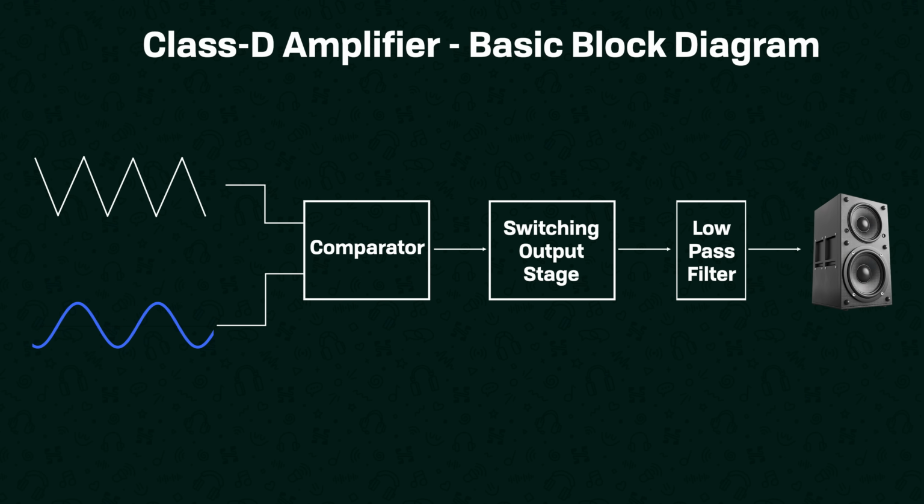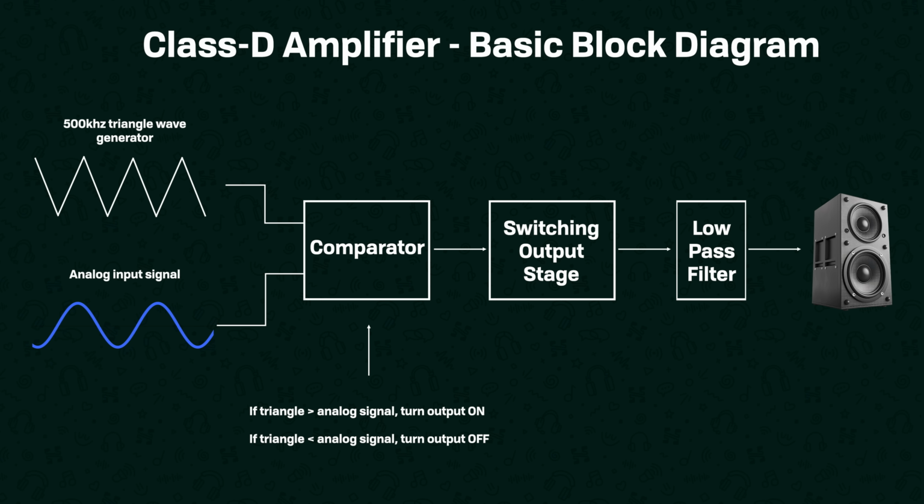Let's examine the setup for a typical half-bridge Class D amplifier. This has a triangle wave generator and the analog input signal, both of which are fed into a comparator. This comparator is a circuit or component that looks at which of the two inputs is higher than the other. And this comparator feeds a switching output stage, which is a transistor that can switch between fully on or fully off extremely fast, hundreds of thousands of times per second at least.